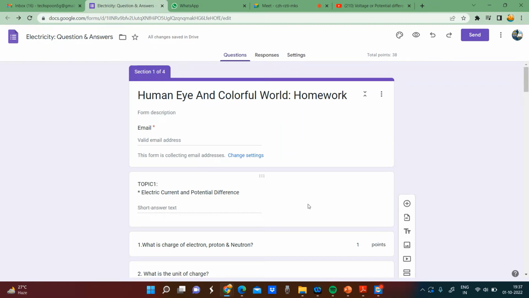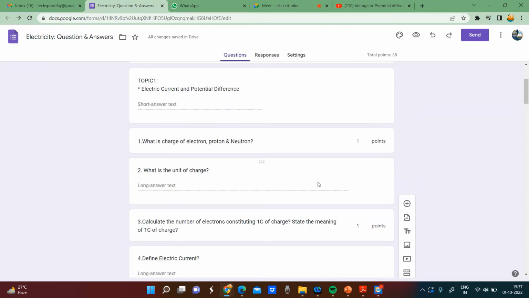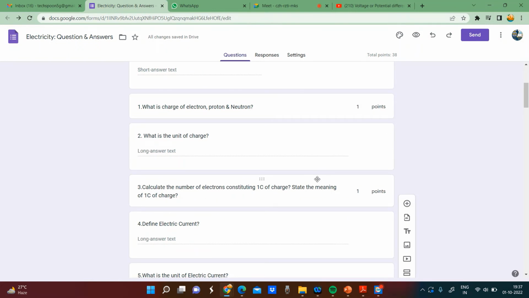All of you need to write it. Okay, front side of your notebook. So, what is the charge of electron, proton, and neutron? This was the question. Write down the answer. The charge of electron is negative. Charge of proton is positive, and neutron doesn't have any charge. It's neutral.